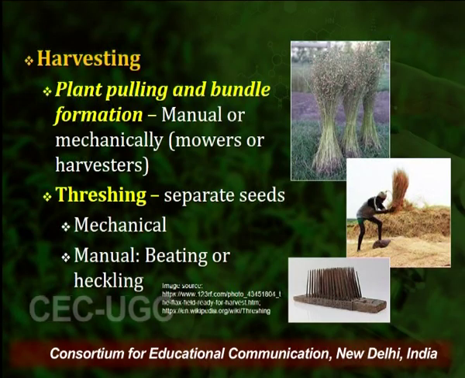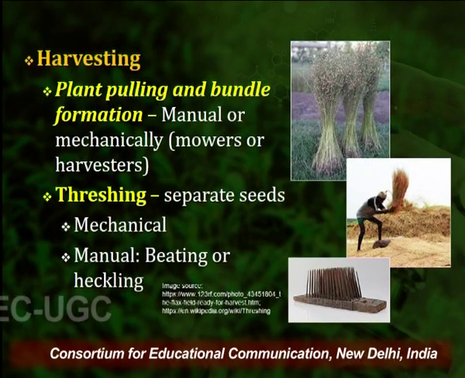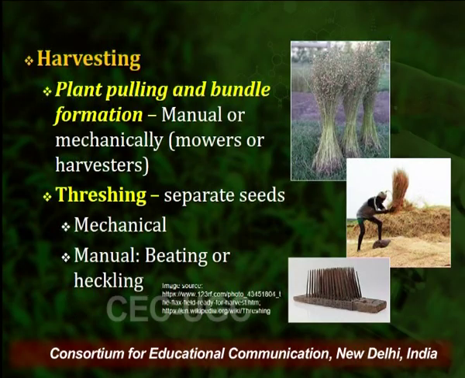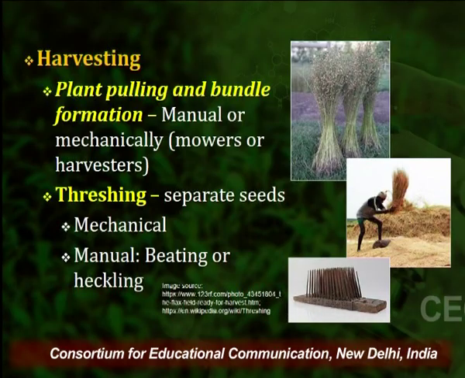Second step is the threshing, and it largely includes the separation of the seeds from the stem region of the flax. Now again, this can be done mechanically or manually. Mechanically, combined harvesters are there, which just pull out the plant, convert them into bundles and separate the seeds simultaneously. Whereas manually it can be done by beating or by heckling.